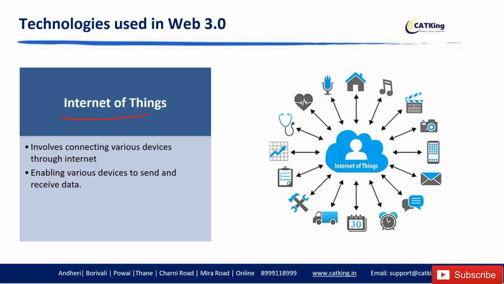Lastly, the other technology that Web 3.0 uses is the Internet of Things, that is IoT. What is happening in IoT? It involves connecting various devices through the internet and also enables various devices to send and receive data, right?